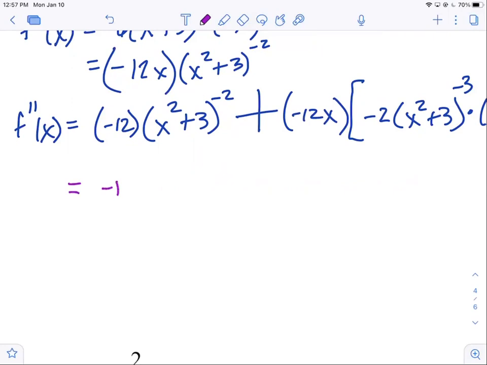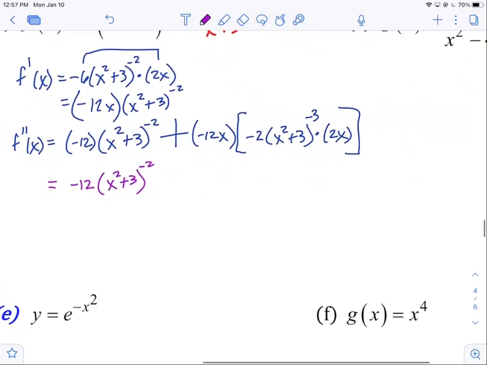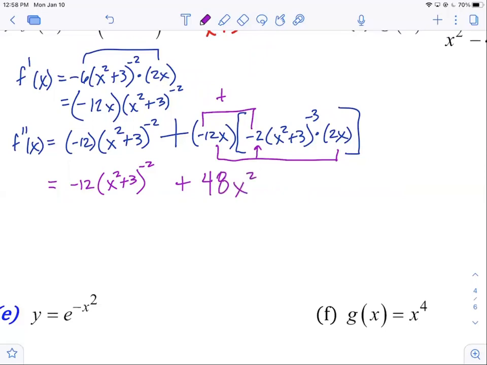I'm working straight down, so the first term is just -12 (x squared plus 3) to the -2nd. I'm going to leave it in the numerator. This one, what do I have? Well, I have a negative times a negative. That's going to be a positive. And then I have a 12x times a 2 times a 2. So that's going to be 48x squared. There's two 2's. So 48x times x is x squared, and then times (x squared plus 3) to the -3rd. That's just a cleanup. That's combining like factors.